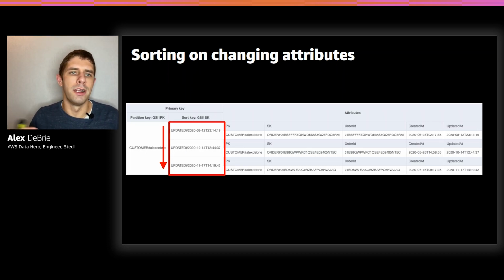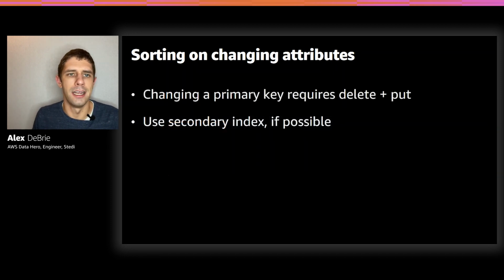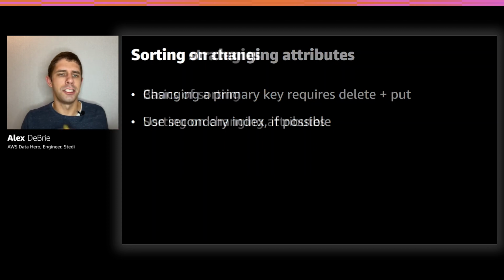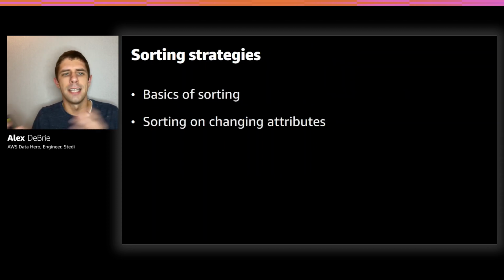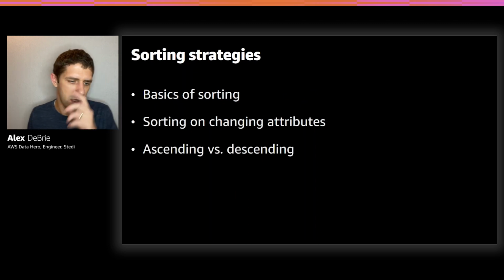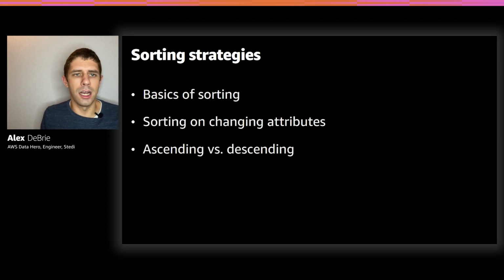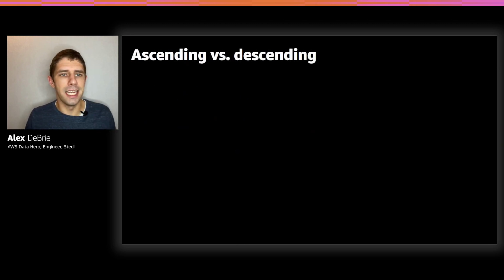Very easy for me to query that index and say, hey, get me the most recent 10 updated items for this particular user. So that's the big takeaway there. If you have an attribute that's changing that you want sorting on, do it in a secondary index rather than in your main table. Last thing I want to talk about was sorting, and this is ascending versus descending.